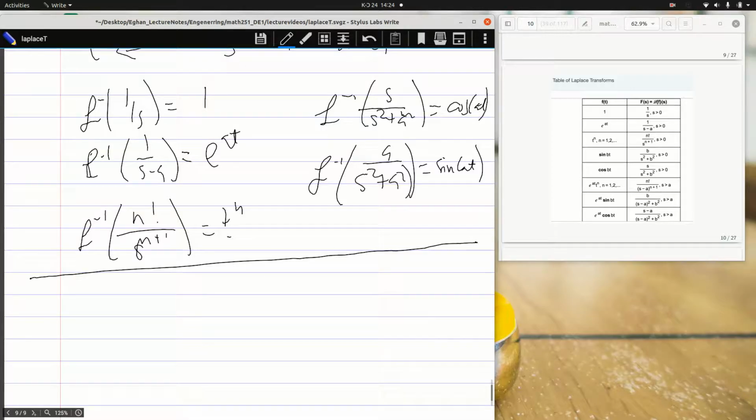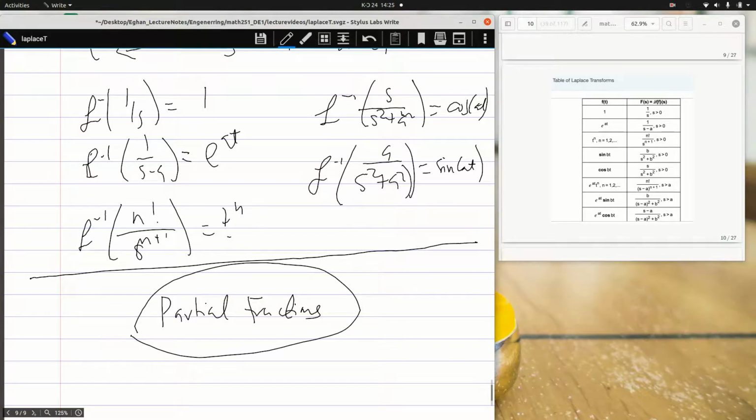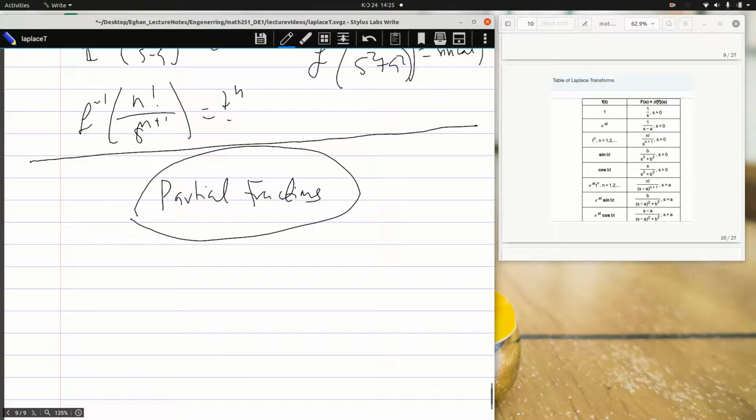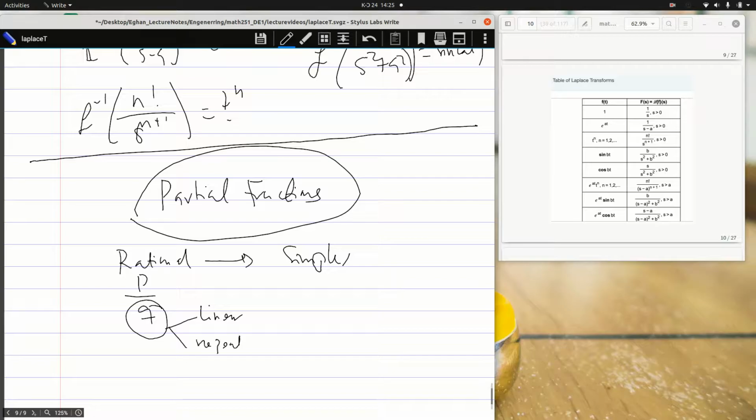We go by a technique called partial fractions. I'm sure some of you will smile hearing this because it's something you've done in your calculus 1. Partial fractions. The idea is you have some rational functions or expressions and you want to simplify them into some forms. This is some P on Q, and depending on what Q is, whether it is a linear factor, a repeated linear factor, or is it quadratic?